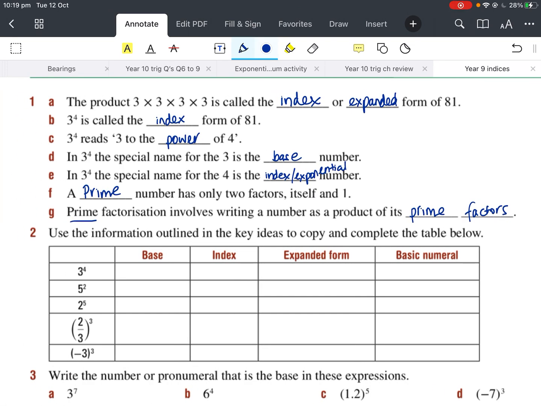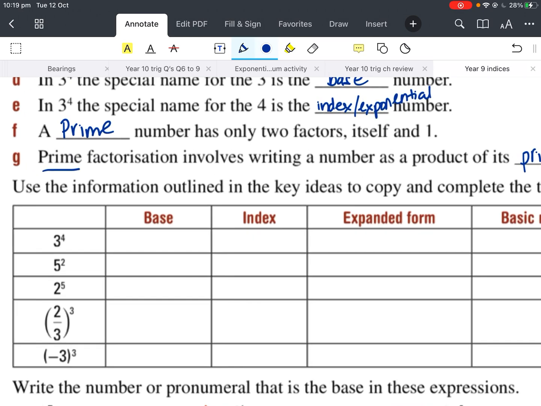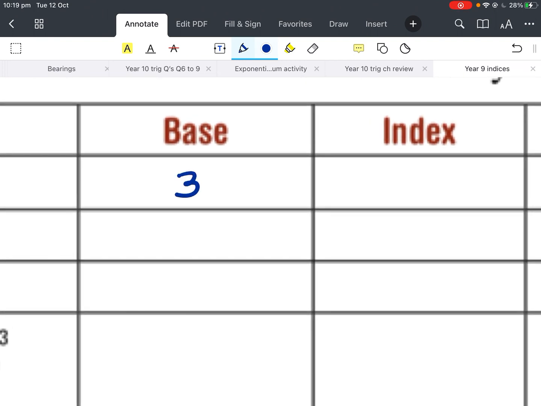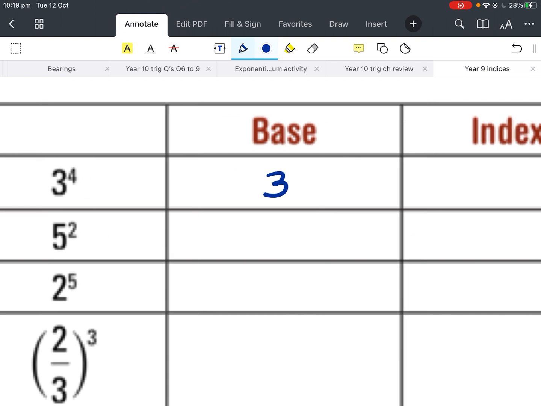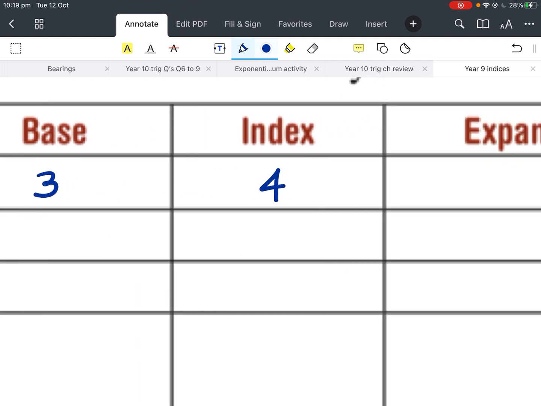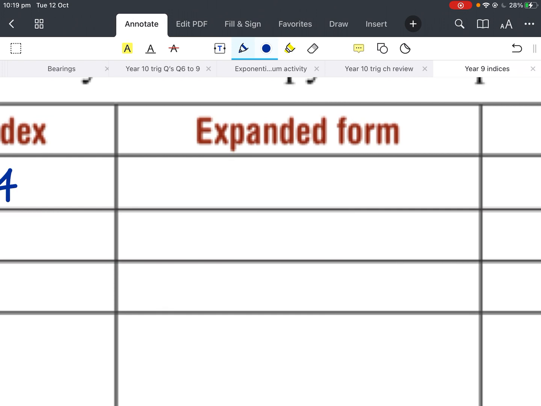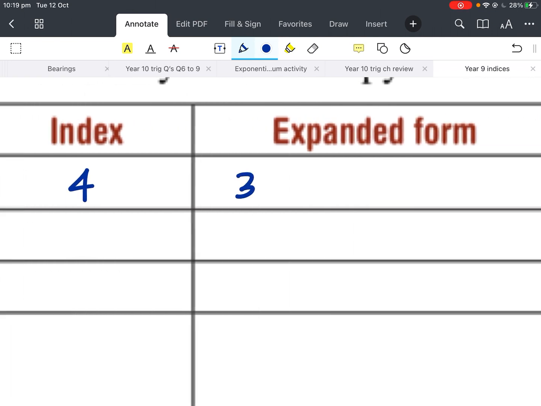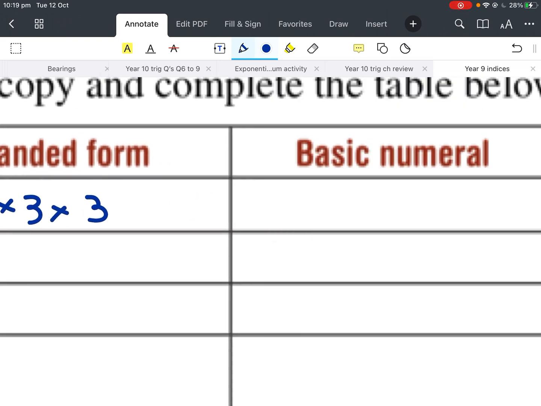Okay, 2. Use the information outlined in the key ideas to copy and complete the table below. Okay, 3 to the power of 4, which one is the base? Hopefully you said 3. Which one is the index? Hopefully you said 4. How do we write that in expanded form? Well, you write the base out according to the number that's in the index. So we write the 3 out 4 times, and you just put multiplications. And what's the basic numeral?